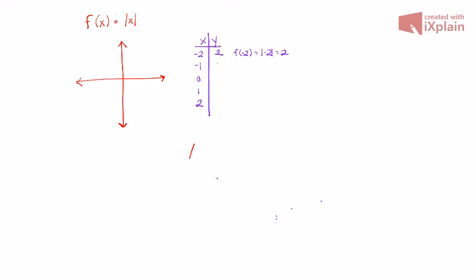So the absolute value of -1 is 1, the absolute value of 0 is 0, absolute value of +1 is +1, and absolute value of +2 is +2. So we can go ahead and plot these points.